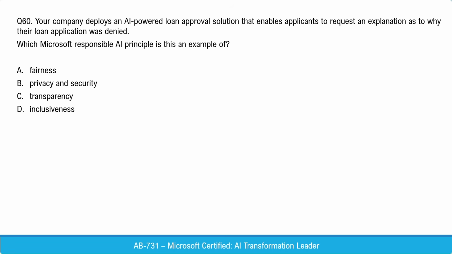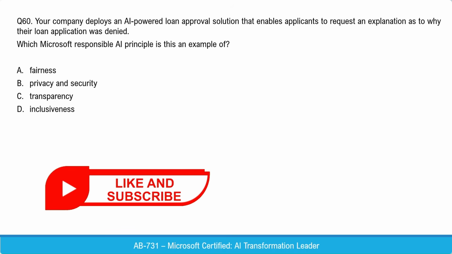Next question. Your company deploys an AI-powered loan approval solution that enables applicants to request an explanation as to why their loan application was denied. Which Microsoft responsible AI principle is this an example of? Your options are fairness, privacy and security, transparency, or inclusiveness. The correct answer is transparency.